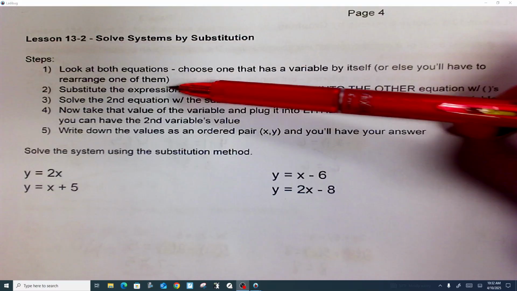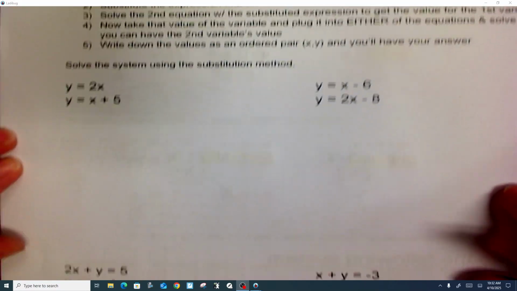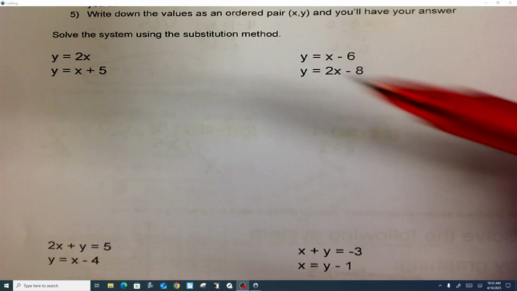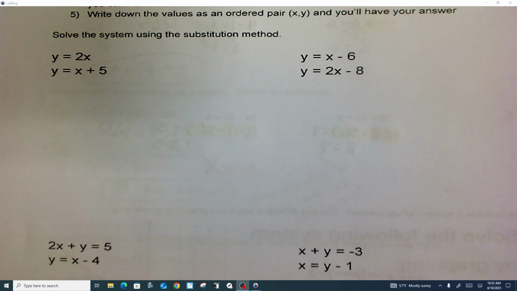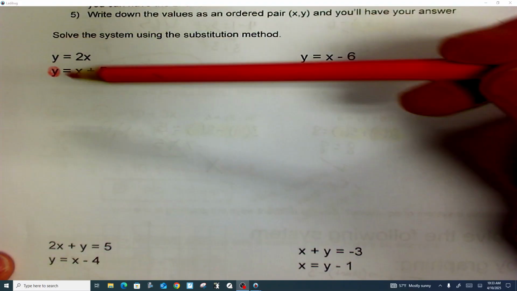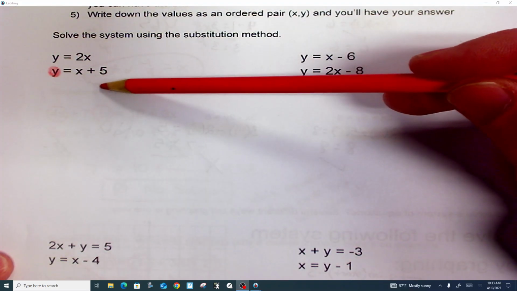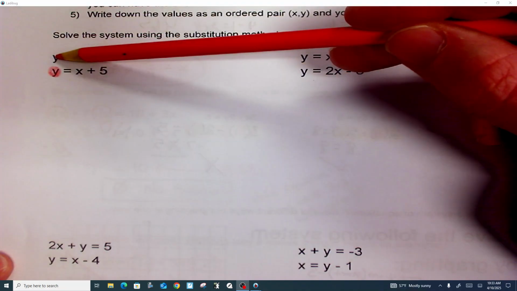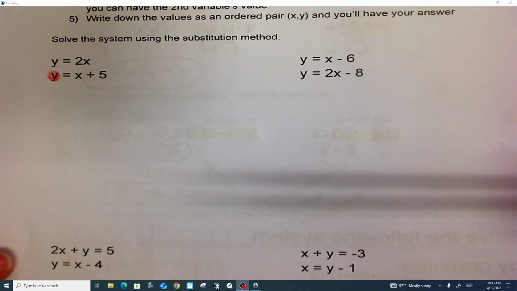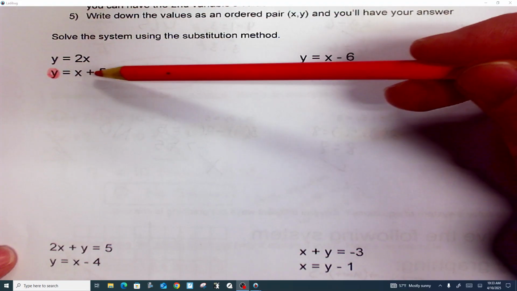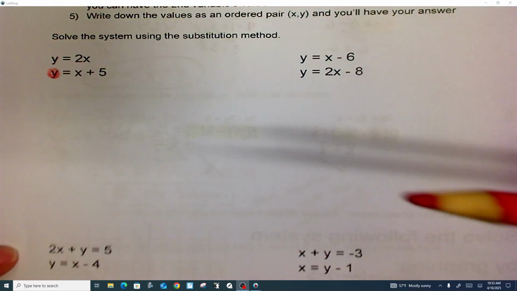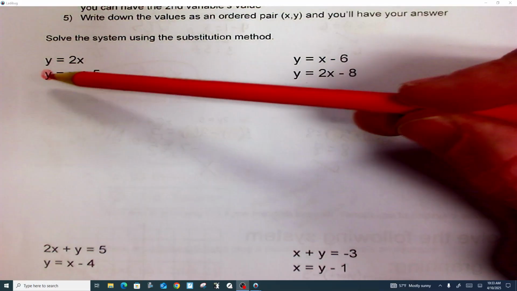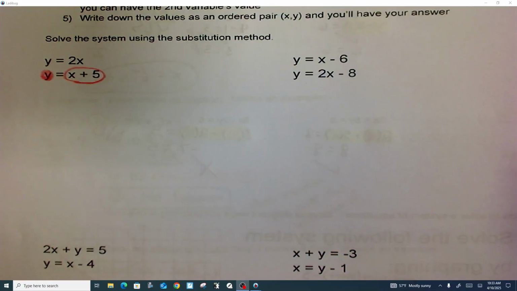I'll refer back to this in just a second. Here's what it comes down to. If you want to use the substitution method to solve this, please find a letter that is all by itself. I like this y because it's down here in the second equation. I could have chosen this y up here, but we want a letter all by itself, not this x. The x has a +5 on it, so choose a letter all by itself. Now, what is this y equal to? It's equal to x plus 5.